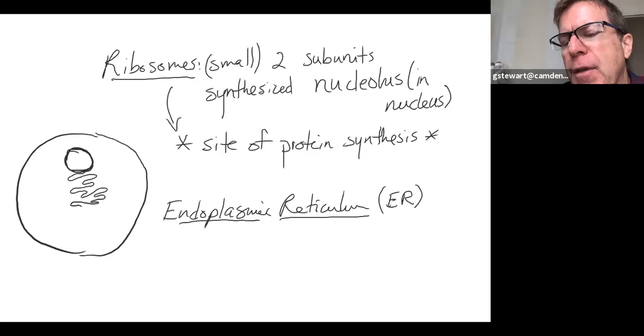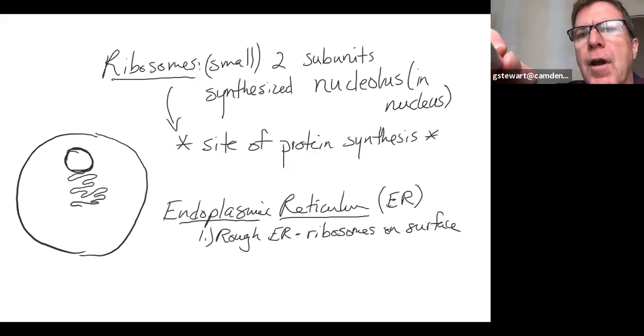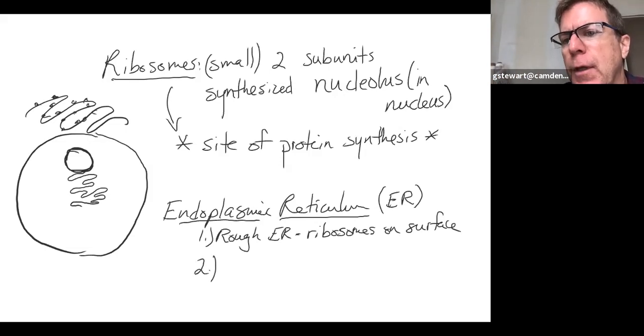There's 2 different types of ER. There's rough ER, endoplasmic reticulum, and it's called rough because it just has ribosomes all over it. I'm going to write ribosomes on the surface. So a rough ER might look like this. It has these little tiny ribosomes all over it. That's where it gets its name. The surface looks rough. That's opposed to smooth ER.